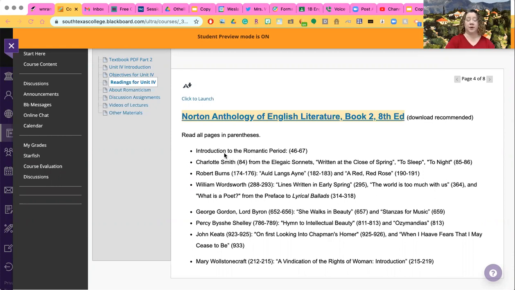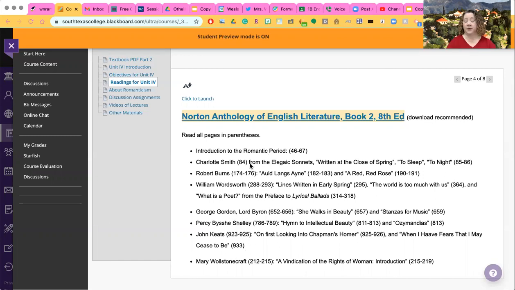The first one that we'll have on Thursday will include everything that's in parentheses. Now, you don't need to read everything by Charlotte Smith, just the ones that are listed here. So the page numbers are listed just for the ones that you need to read. Background of the author, and then the pieces are listed. Anything that's in parentheses is what you need to prepare. This one's for Thursday, this one's for Tuesday.